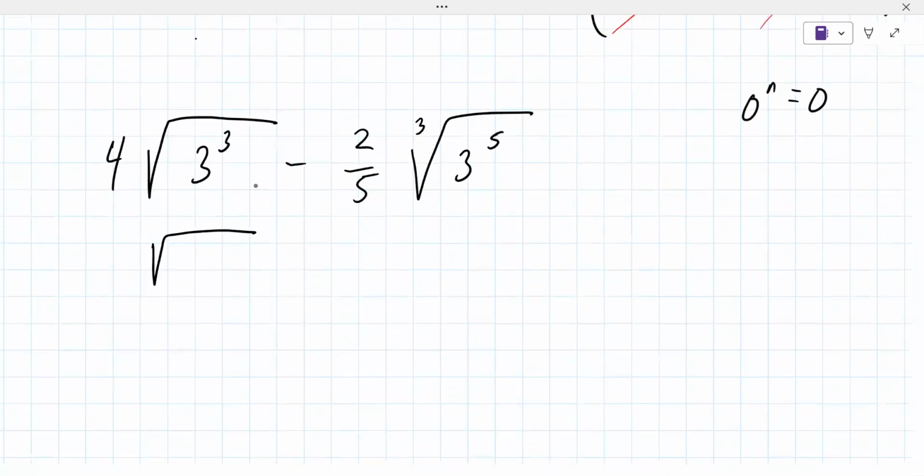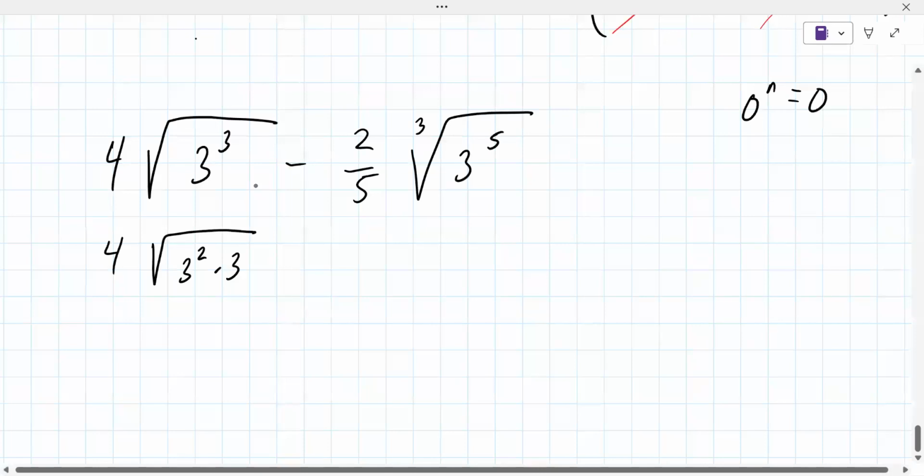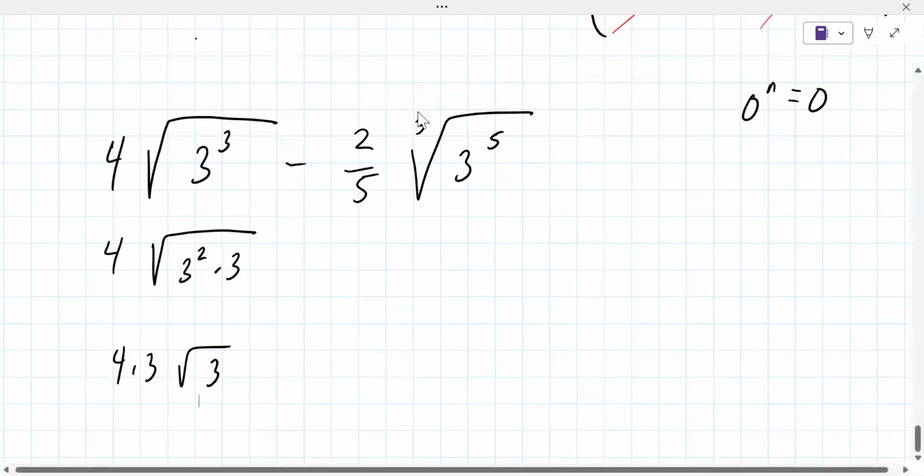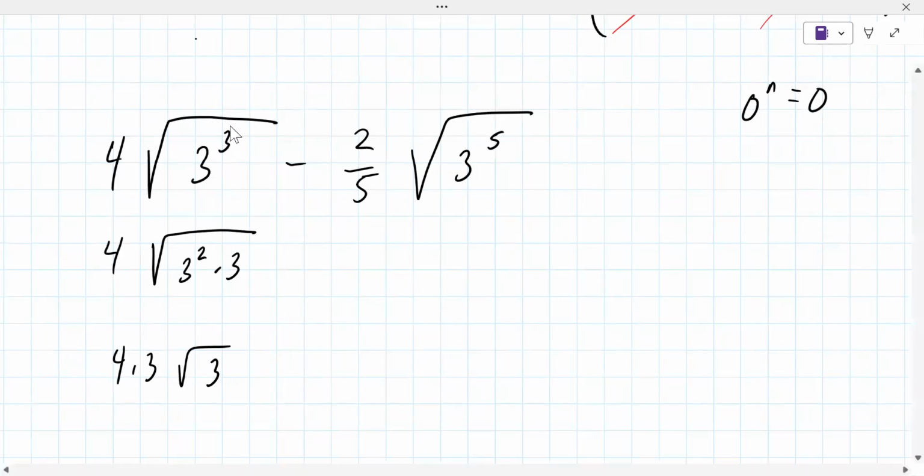This middle one, the first one is really 3 squared times 3. So you can bring that 3 out from 3 squared. 4 times 3 square root of 3. Sorry, this is a square root, not a cube root. Is that clear? Or do you want me to? No, that makes sense.